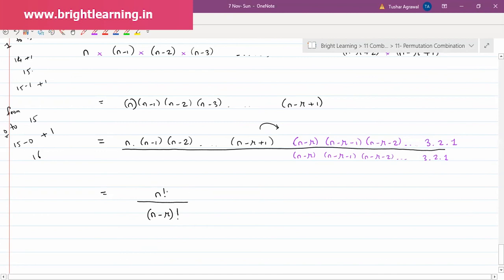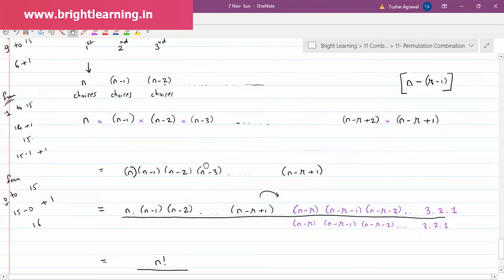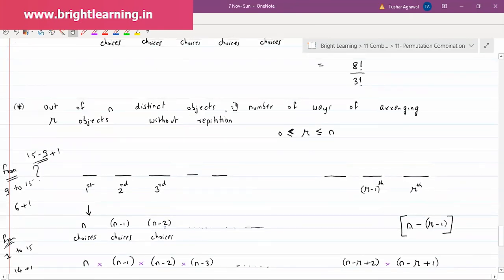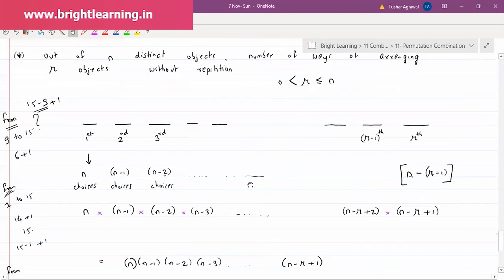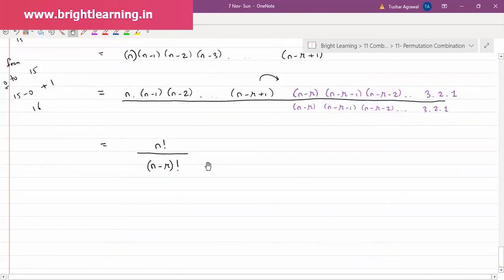Yes sir. Today we have derived this formula: n factorial upon n minus r factorial. This is, out of n distinct objects, the number of ways of arranging r objects without repetition, where r is less than or equal to n and greater than or equal to 0. For now, take it strictly greater than 0. That equality part I will explain, how to arrange 0 objects. It does not mean anything yet. Okay.